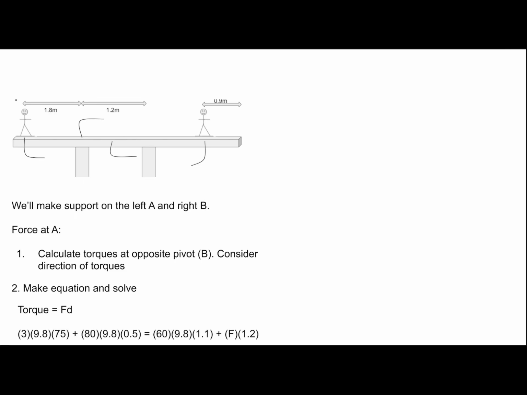And that's added on to the torque of the bar, which is 80 times 9.8 times 0.5. They're added because they're in the same direction, okay? So they're in the same direction, they add together. 60 times 9.8 times 1.1, that will be the torque of Brian. Torque of Brian will be in the clockwise direction. And we also know that the support force from support A will also be in the clockwise direction. So that will just be 1.2 times F, okay?